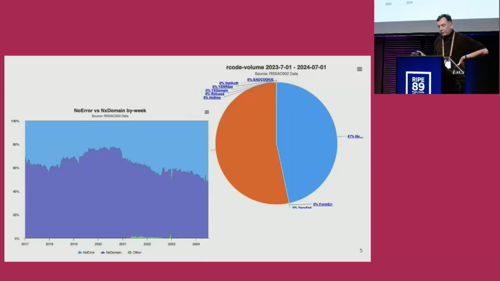And you can see that reflected as well in the ratio between no error and NX domains. You see that on the left. At the end of 2020, suddenly there's more no error and fewer NX domain as a percentage of total queries. And then you've also got a handy pie chart showing the same thing for this year. They're almost 50-50 actually. And the pie chart is pretty steady. It's been steady like that since 2021.